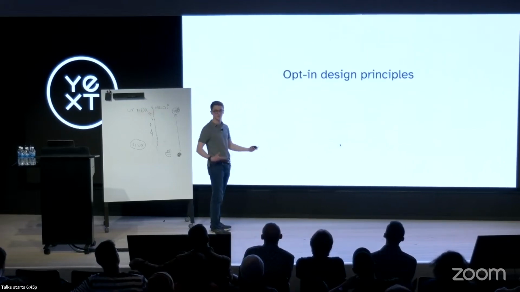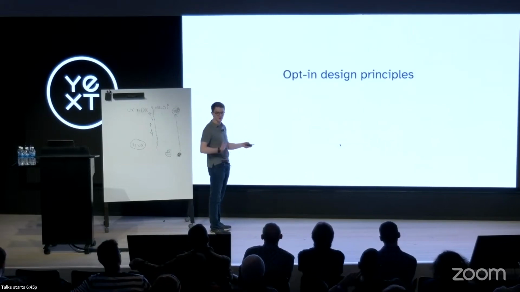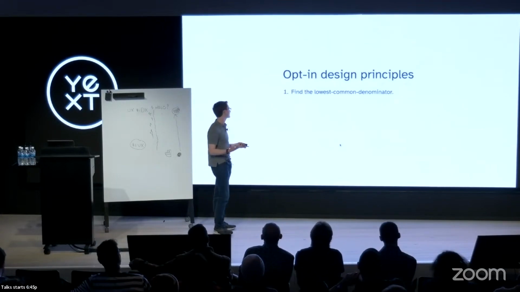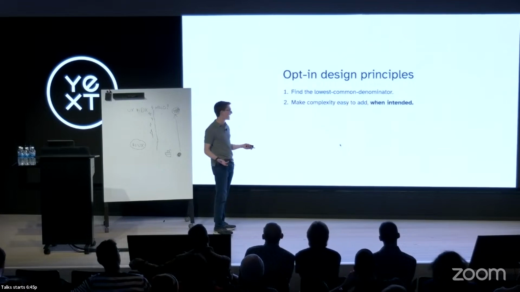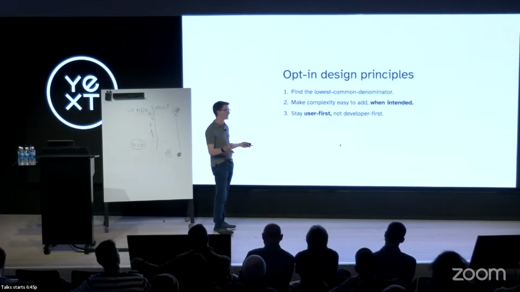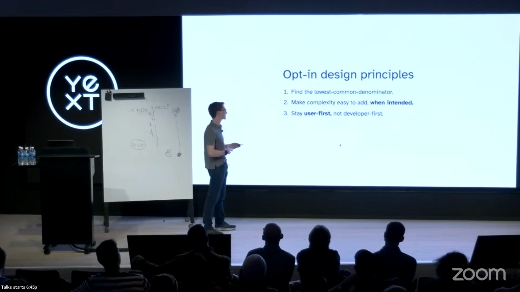So this takes me to some core principles that I have around opt-in design, or at least reverse engineering what that means. And there's three components. First one being find the lowest common denominator in what you're trying to build. The second being make complexity easy to add, but only when intended. Don't make it like an accidental foot gun. And stay user first when you're deciding that default. It's not meant to be developer first. The real way to be developer first is long-term developer experience, not necessarily the hello world short-term.